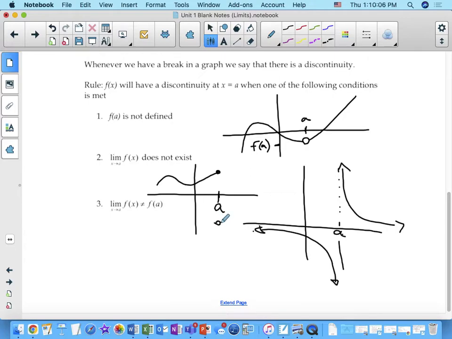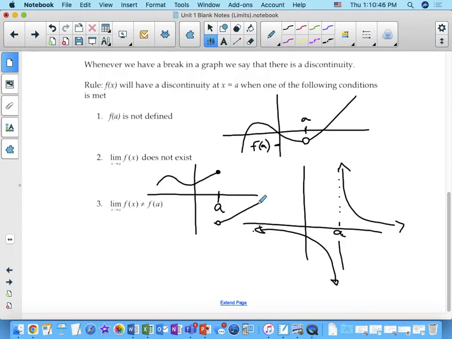Okay? The limit of that also, at point a, the limit does not exist there either. Okay? Because again, as you approach a from either direction, there is not convergence in the function, in the graph. Okay? And then the other thing that can happen is that the limit as x approaches a of f of x doesn't actually equal the value of the function at a.